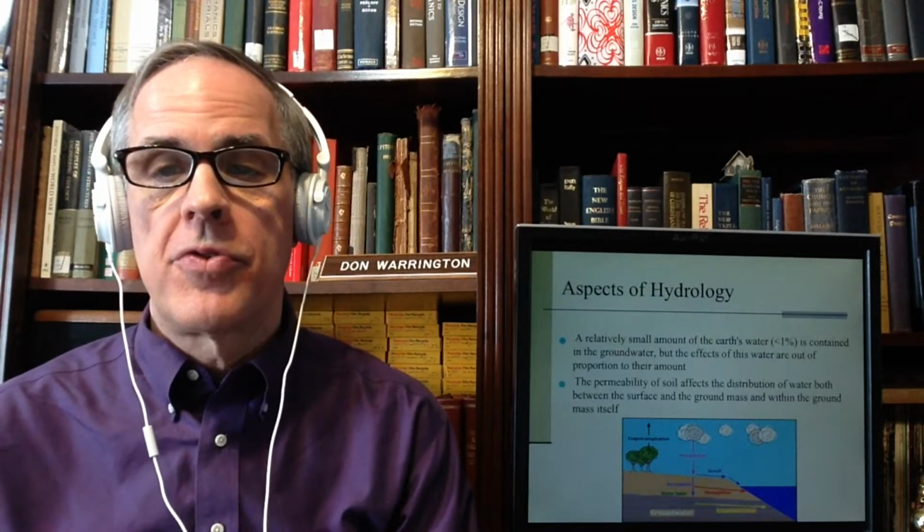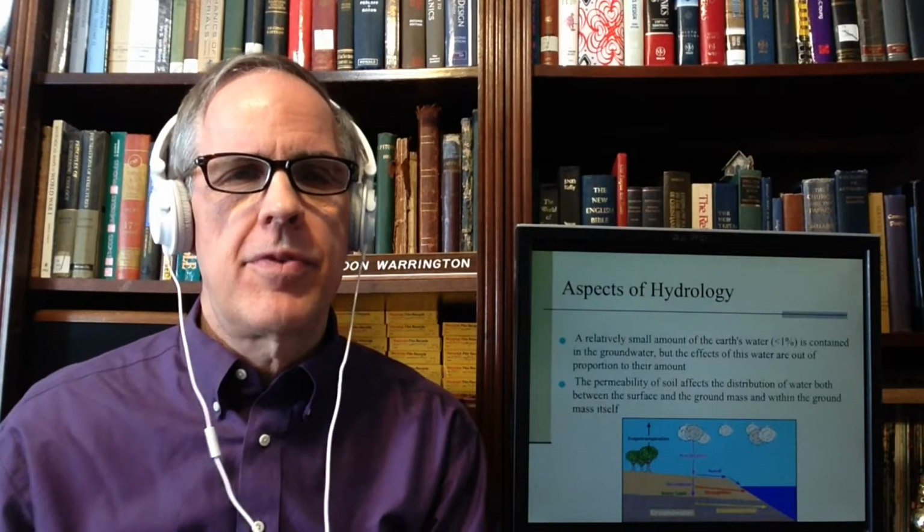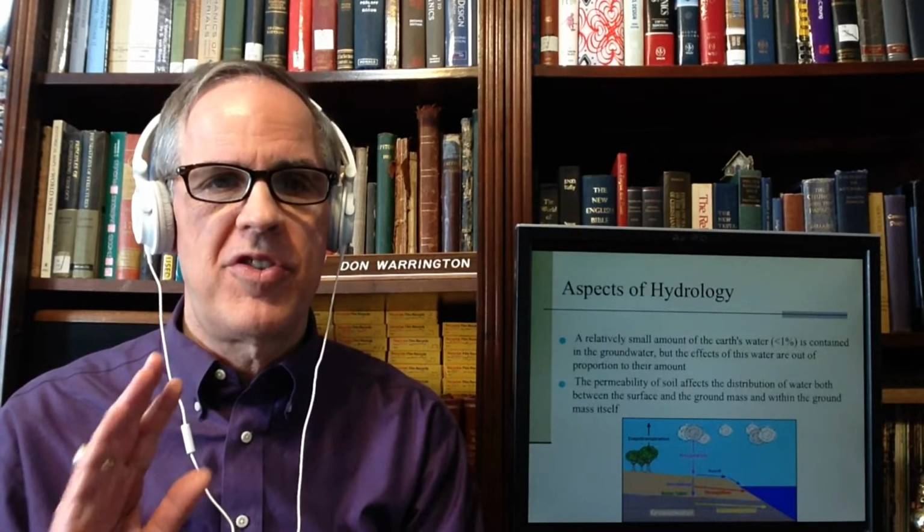The amount of the total water in the earth which is actually in the groundwater is relatively small. But the effects of that water are out of proportion to its amount. The permeability of soil affects the distribution of the water both between the surface and the ground mass and within the ground mass itself, because it is capable of moving. And that's one of the first things we're going to see in permeability. Up to now, we've stuck with a hydrostatic system where it just sits there. And now we're going to watch it move.